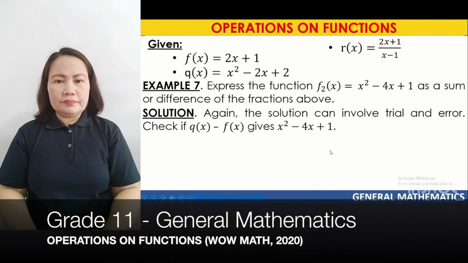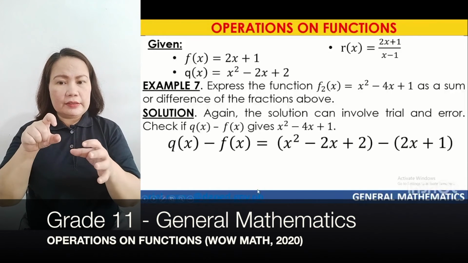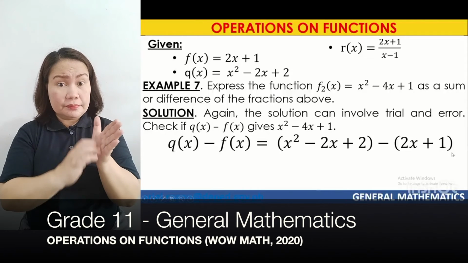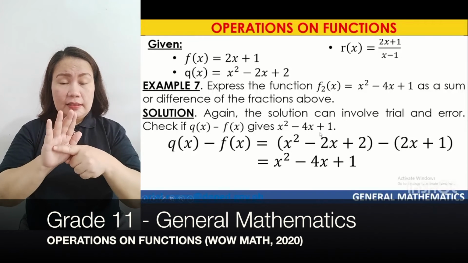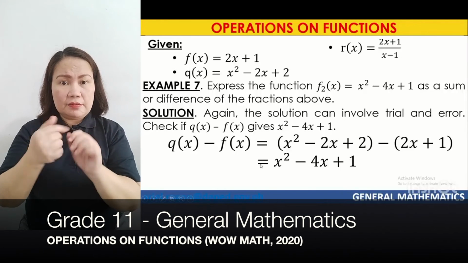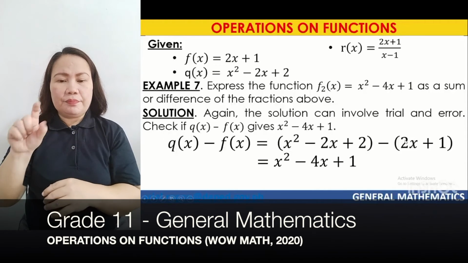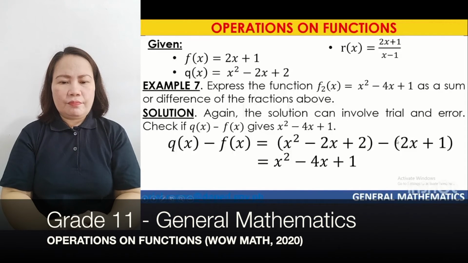Okay, let's check q of x minus f of x. When we subtract again, we put parentheses so that the sign changes. So x squared minus 2x, that is, copy x squared. Negative 2x minus 2x, that is negative 4x. Then this 1 becomes negative 1, right? The sign of the subtrahend changes. So positive 2 minus 1 is positive 1.